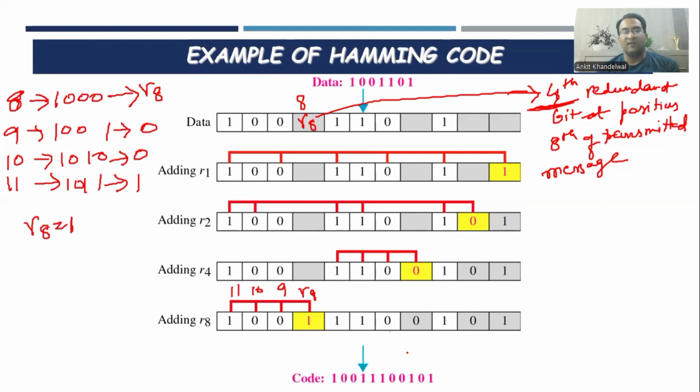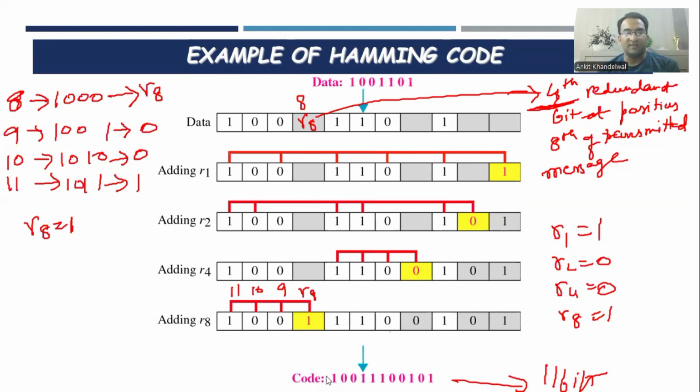Okay. So in this way, we have found out all the values: R1 equals 1, R2 equals 0, R4 equals 0, and R8 equals 1. So the original message which we have to transmit is of total 11 bits, and the message is 1 0 0 1 1 0 0 1 0 1. Okay, this is the code which we are going to send. In this way we are going to have the values of R1, R2, R4, and R8.